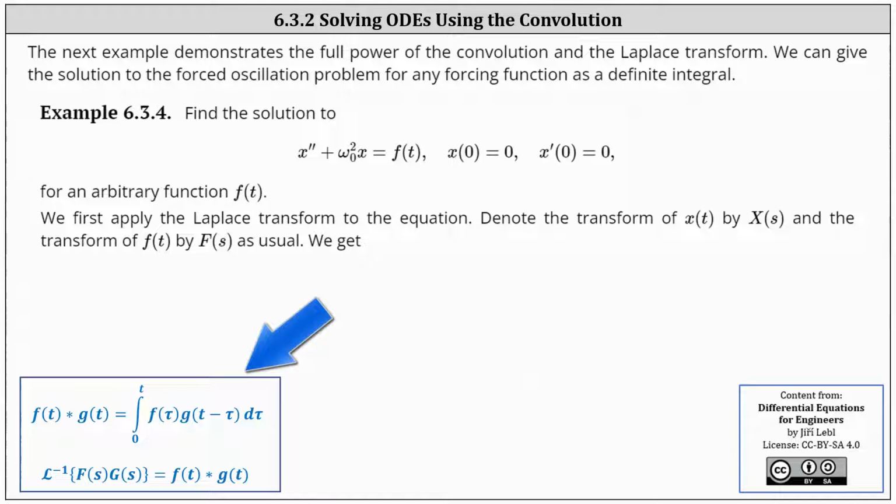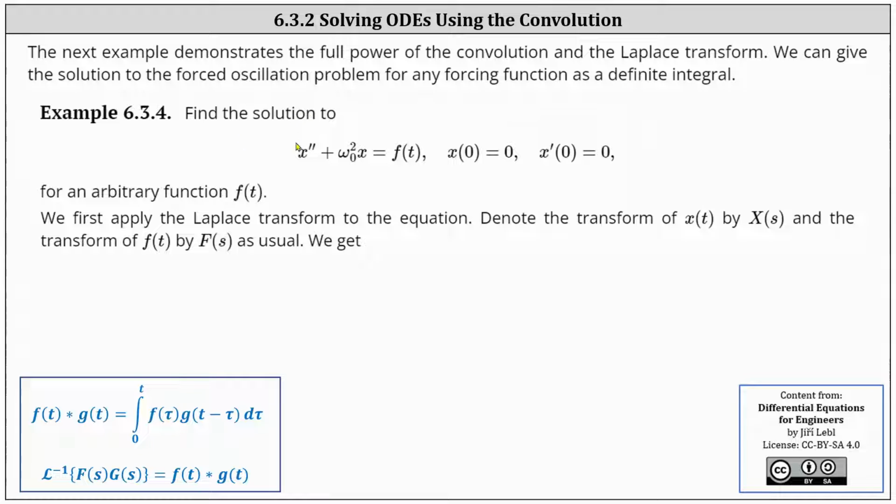In the previous lesson, we learned about the convolution of two functions, as well as that the inverse Laplace transform of big F of s times big G of s equals the convolution of f of t and g of t. This lesson will demonstrate the full power of the convolution and the Laplace transform. We can give the solution to the forced oscillation problem for any forcing function as a definite integral.